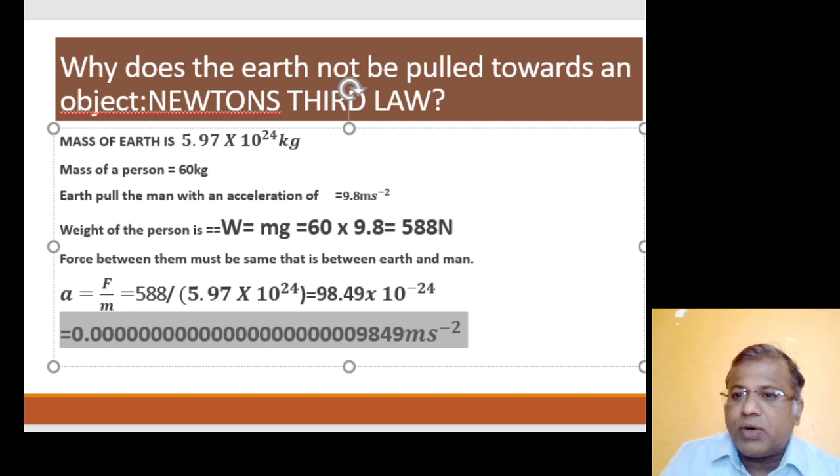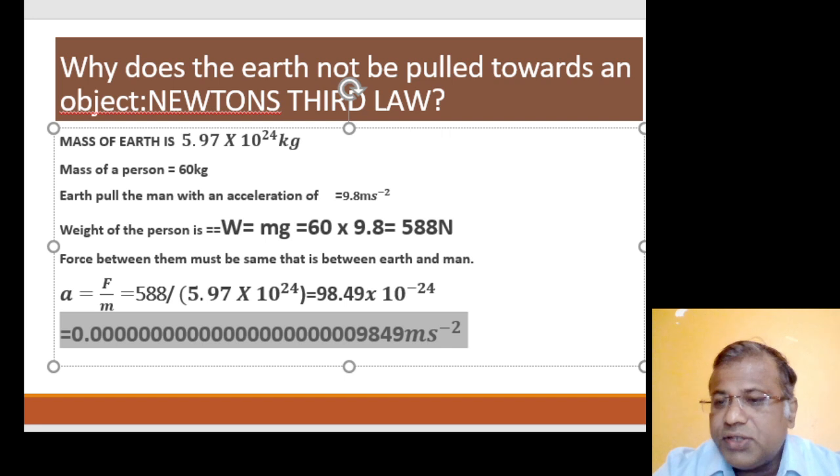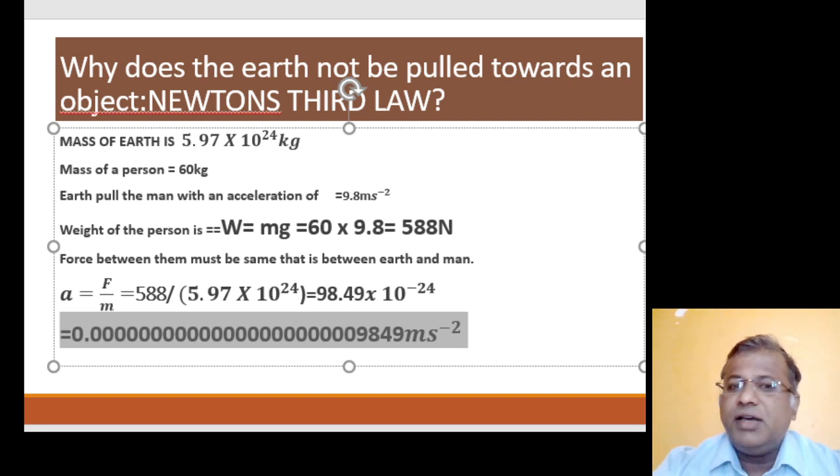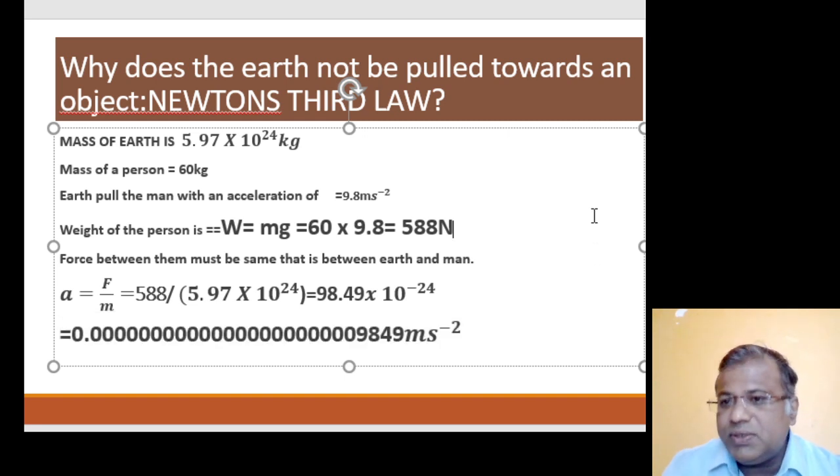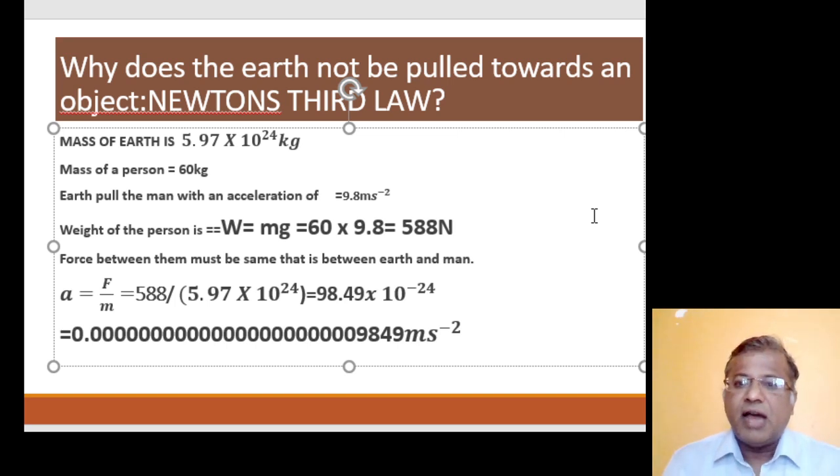When you actually calculate, we are going towards Earth with that acceleration. What about Earth? Earth is coming towards us with an acceleration which is 0.000. It's almost undetectable. I hope that by this calculation you now know why Earth is not being pulled towards an object, whereas the object is being pulled by the Earth. I hope I am able to convince you of this very important point which any student should be able to answer. Both of them experience the same force, but the heavier the mass, the lesser the acceleration; the lesser the mass, the more the acceleration. That is how we experience acceleration.